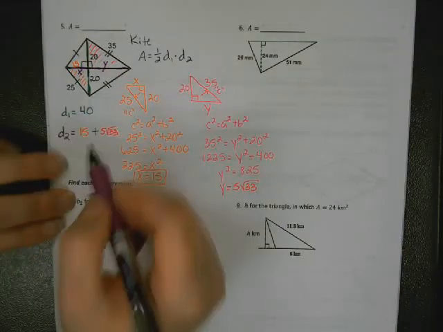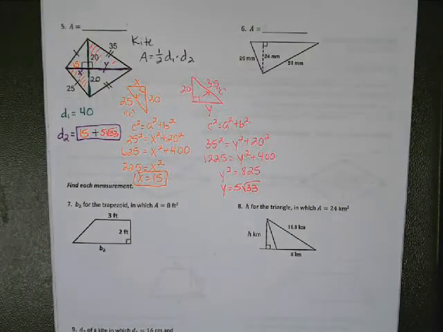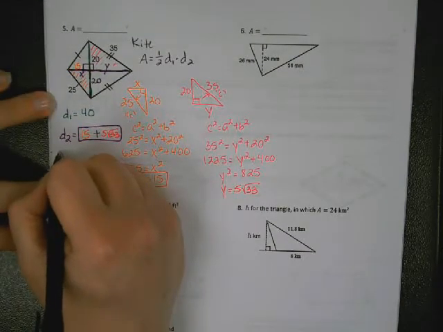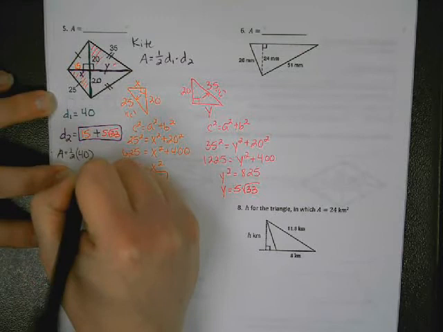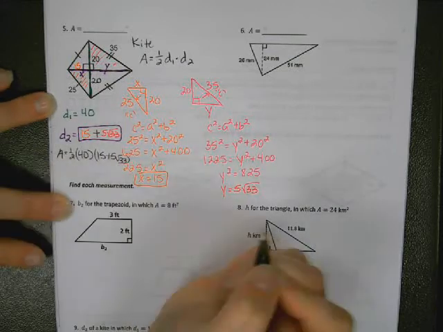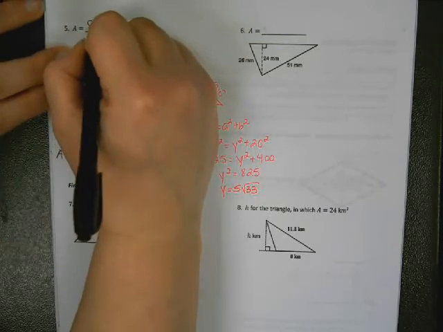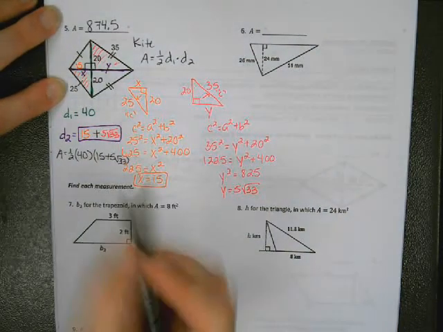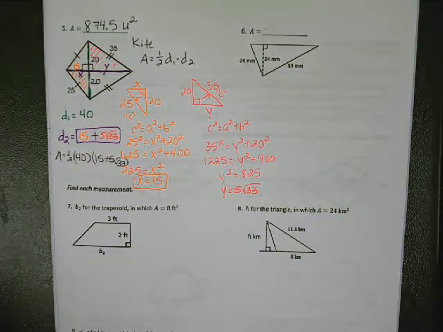So now I have found my diagonal 2. This entire length, 15 plus 5 root 33, is my D2. So I am going to go ahead and plug that into my area formula. So area equals 1/2 of 40 times 15 plus 5 root 33. Sorry, I kind of ran out of room there, guys. But if we go ahead and put that in the calculator, we will come up with 874.5. And again, there's no units anywhere on this picture, so I'm just going to go ahead and put u squared. Now, if you wanted to leave it in terms of a radical, you could.